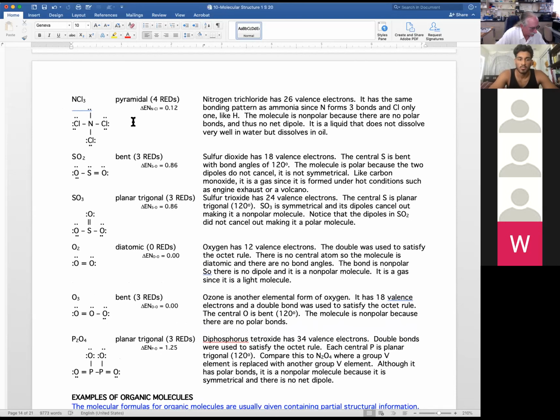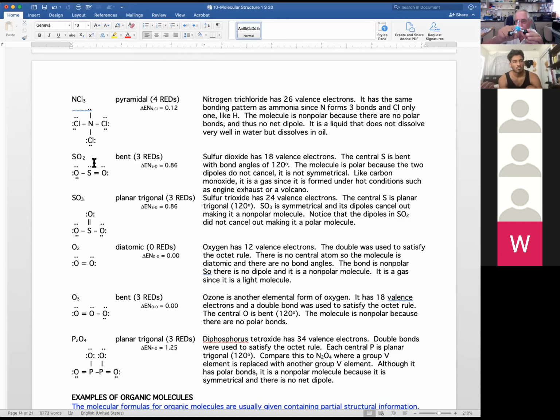Okay, let me see if I can find something to act like sulfur dioxide. Okay, how about this? So here's sulfur dioxide. Here's the non-bonding electron pair, symbolized by this. Here's the one double bond. Here's the one single bond. So what would the shape of this be?